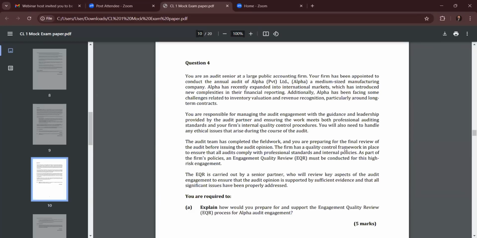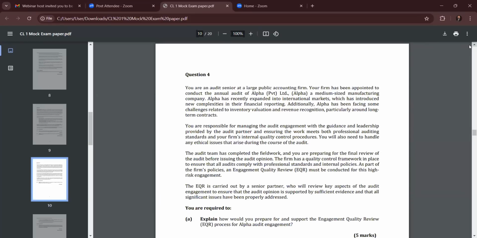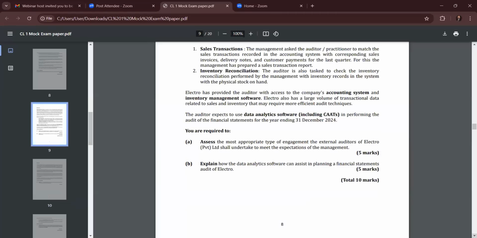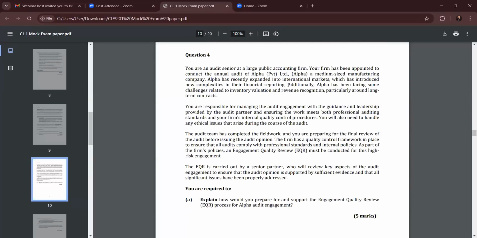Right. Go to question number 4. I think we have answered question number 3 fully. Students, question number 4. And before that, there were some questions from you all.